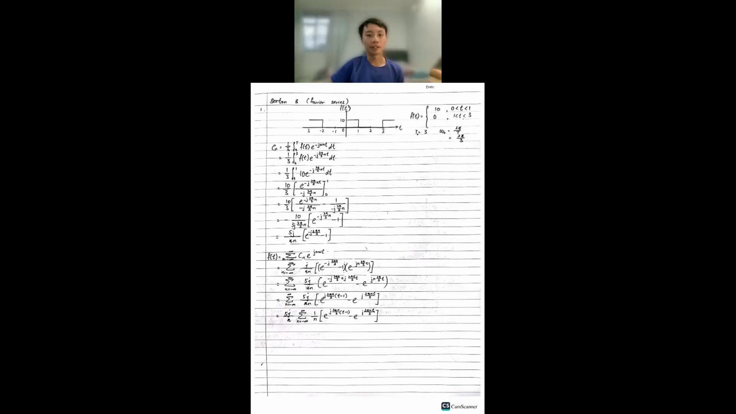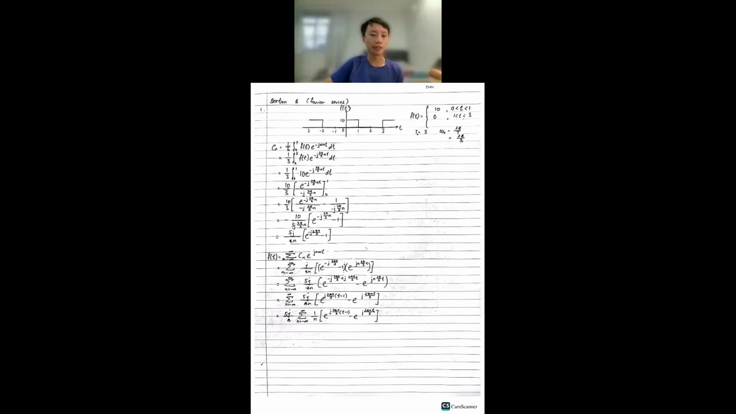But before that, we identify that the graph is an odd function, and we know that the period T is 3. Then we need to find omega naught, and we find that the formula is 2 pi over T. So we substitute the period into it, and we find that our omega naught is 2 pi over 3. We substitute the T0 and omega naught into our formula.